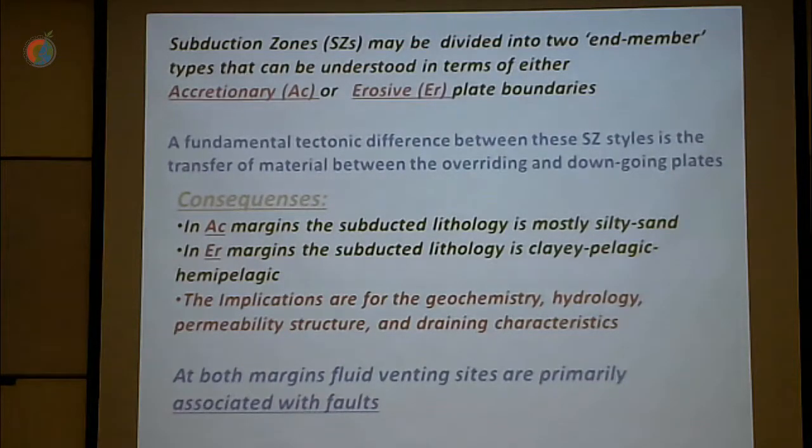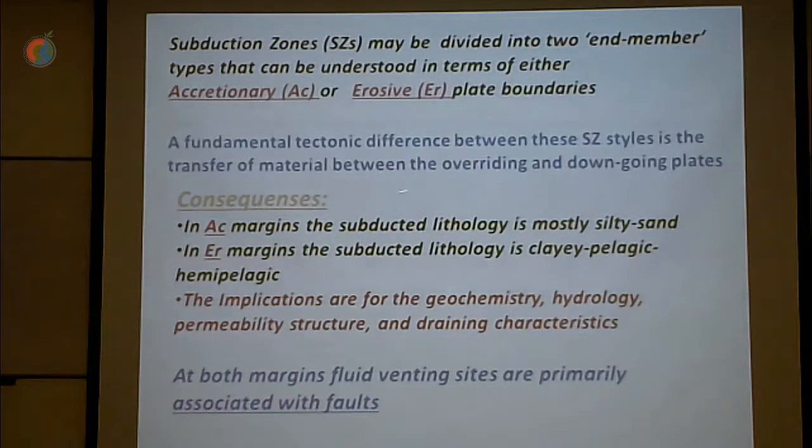Next slide. Now, when we talk about subduction zones, there are actually two types of subduction zones. They're called accretionary and erosive subduction zones. And they're very different in style. In the accretionary margins, the lithology, for example, is mostly sandy. In the erosional margins, the lithology is more clay and pelagic. And there are some implications for the fluids because of the geochemistry, hydrology, permeability, and the draining characteristics. So there are differences between the subduction zones, but I'm going to lump all of them together and give you the synthesis of all of them together.